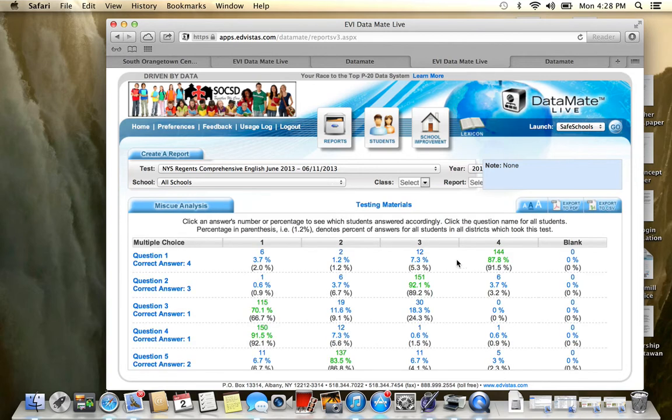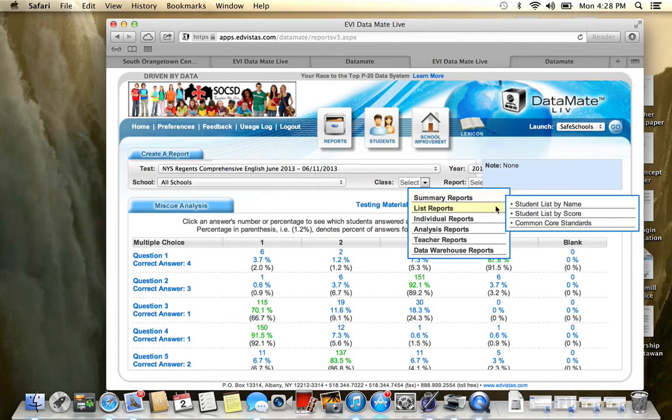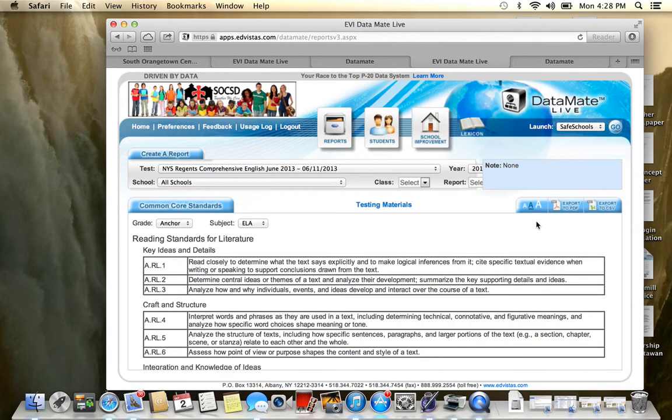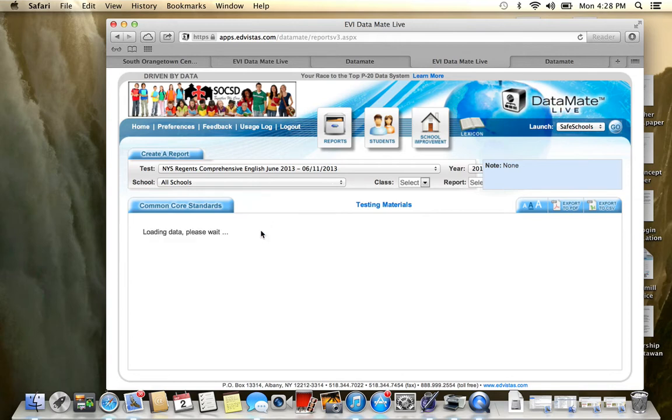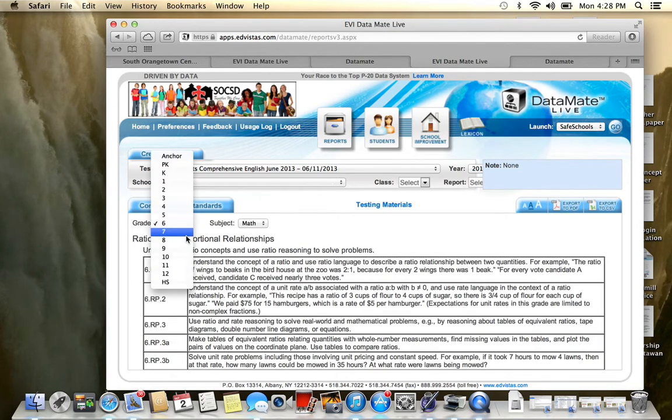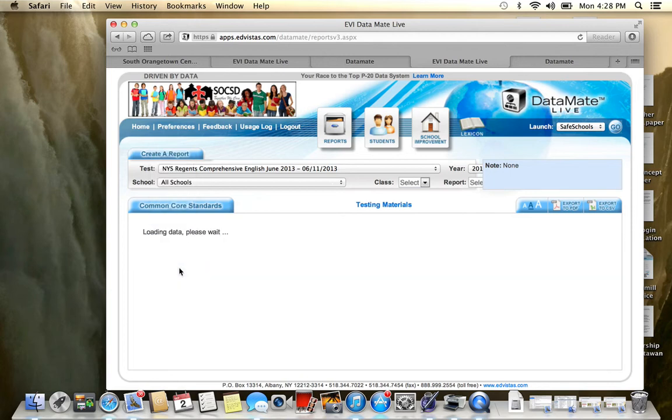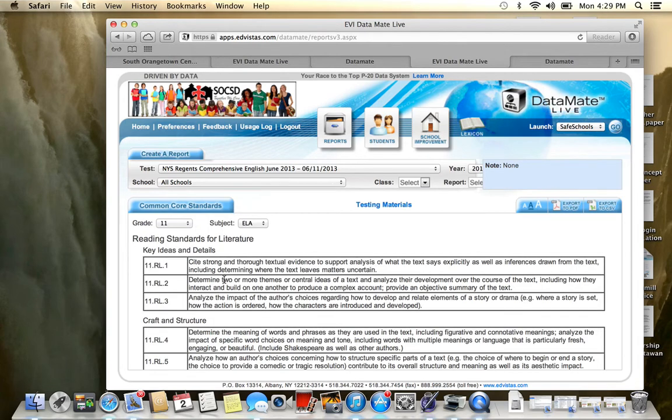So in the Regents exam, if you have copies of the test and you're able to access the questions, you can see item analysis and a variety of other reports. The Common Core standards are in here that everyone can access, and you can change that over here by going to your grade level, an easy reference for the state standards for English and for math. And as you can see, they're there for all the grades. So this is a nice reference for you when you want to take a look at the standards.